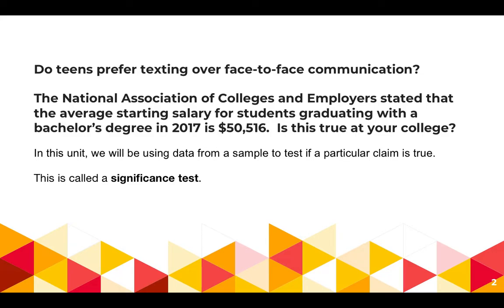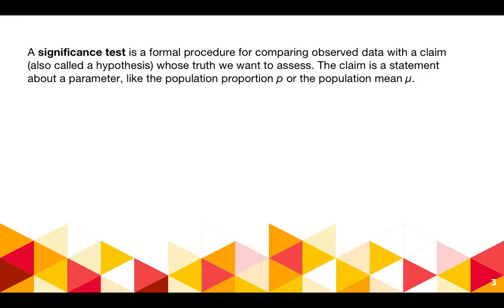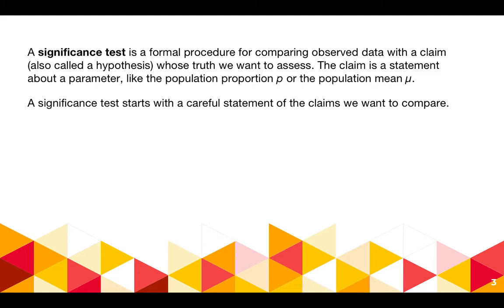And this is called a significance test. A significance test is a formal procedure for comparing observed data with a claim, also called a hypothesis, whose truth we want to assess. The claim is a statement about a parameter, like the population proportion, p, or the population mean, mu. A significance test starts with a careful statement of the claims we want to compare.